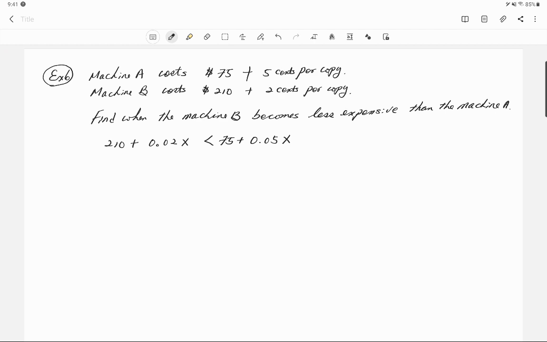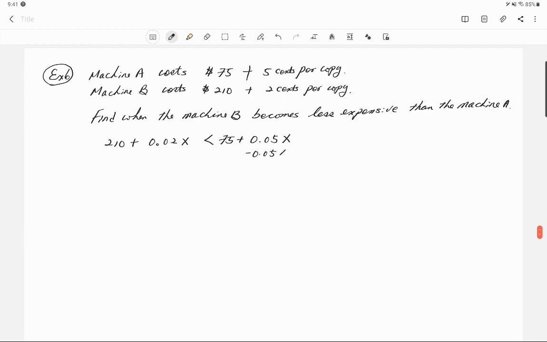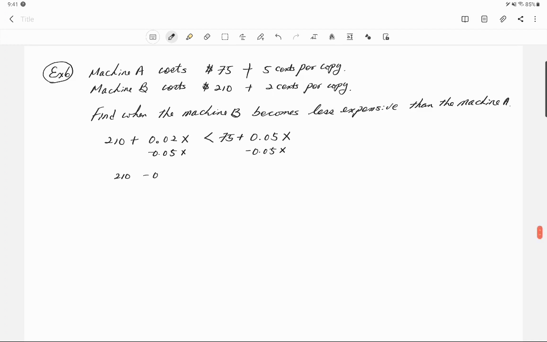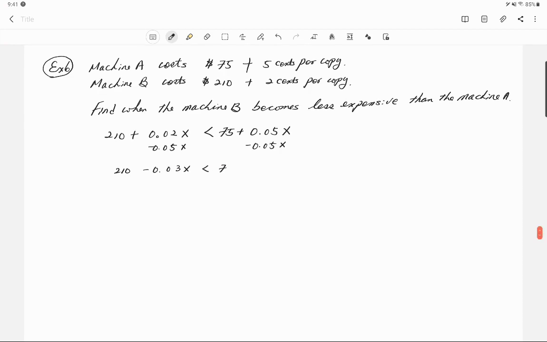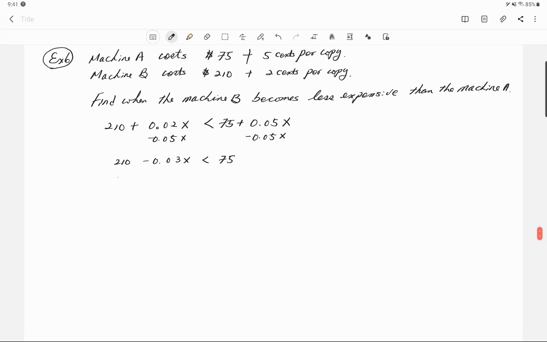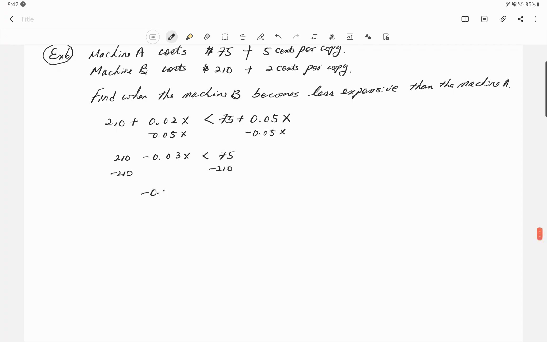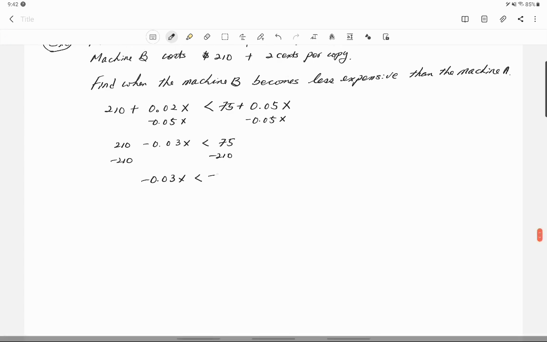So from this inequality, let's find X. All right, let's move all the X terms to the left. So minus 0.05X from each side. Then this will be 210 minus 0.03X is less than 75. And then move 210 to the other side. So negative 210, negative 210. Then negative 0.03X is less than negative 135, right?